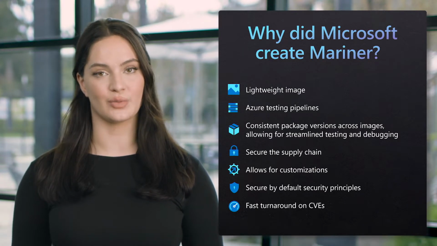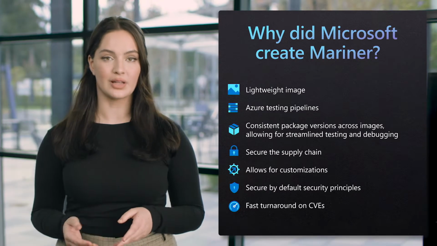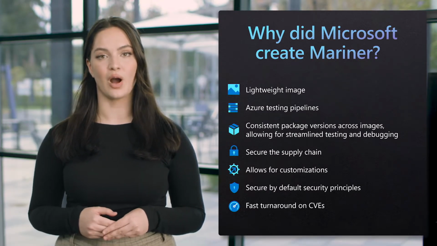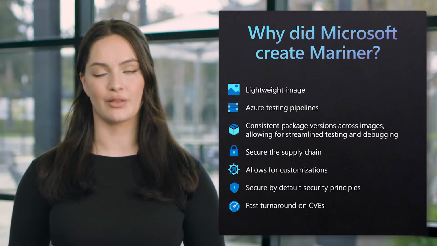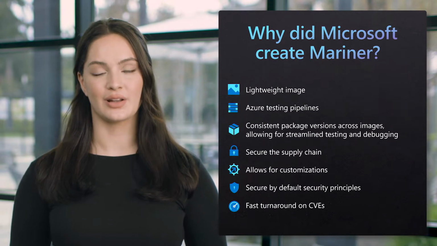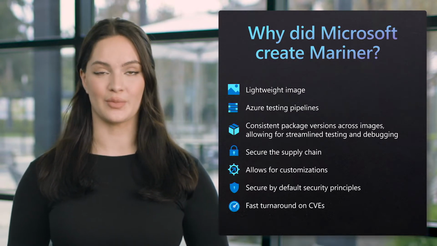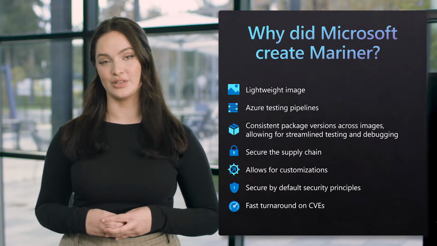Mariner secures the supply chain. We build packages from source in 1ES hosted pipelines and sign each package. Like other Linux distributions, we leave customization up to the user so they can build their optimal image for their application. Lastly, Mariner offers enhanced security through secure by default principles, including a hardened kernel, secure boot, SELinux, and confidential VM support. When looking at vulnerabilities, in some cases we've been able to achieve same-day CVE turnaround.